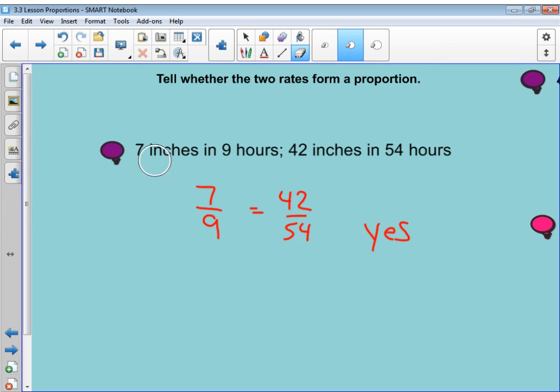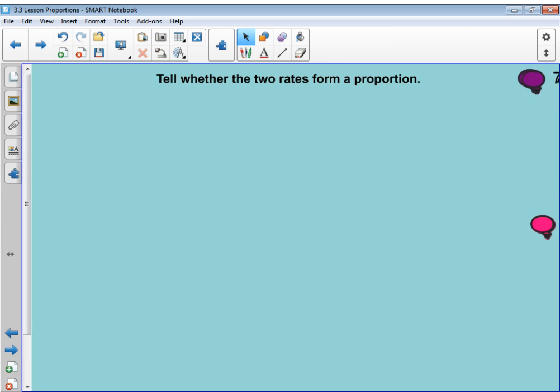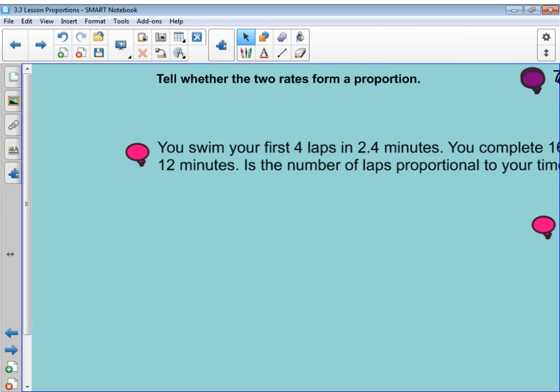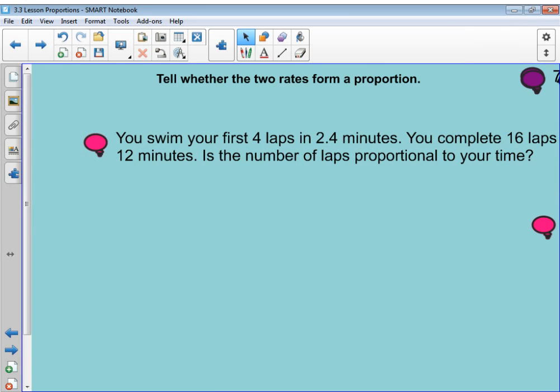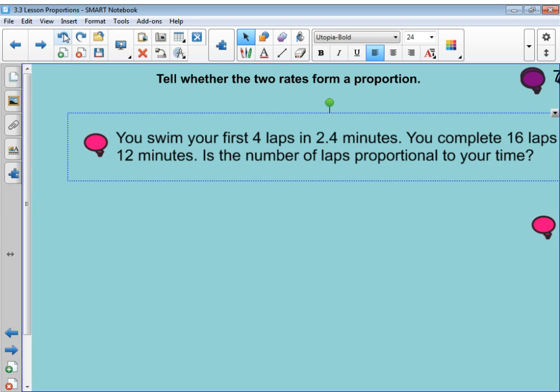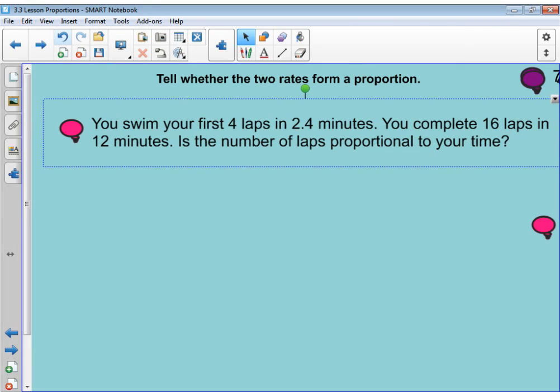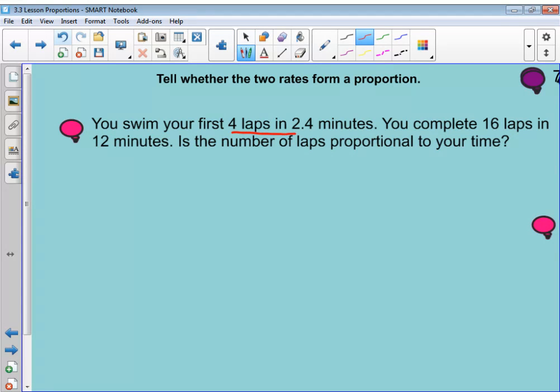Okay, so that's working with some basic word problems. Now I'm going to give you where they're going to give us story problems. So it's still the same thing. It's just that they're kind of putting it into a scenario. Okay, so I've got, you swim your first 4 laps in 2.4 minutes. You complete 16 laps in 12 minutes. Is the number of laps proportional to your time?